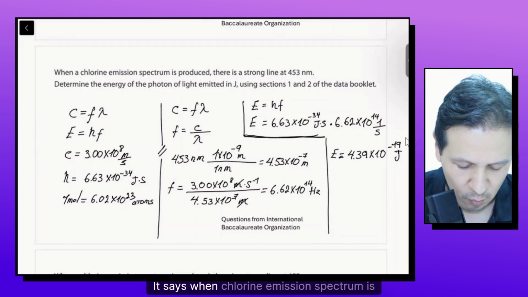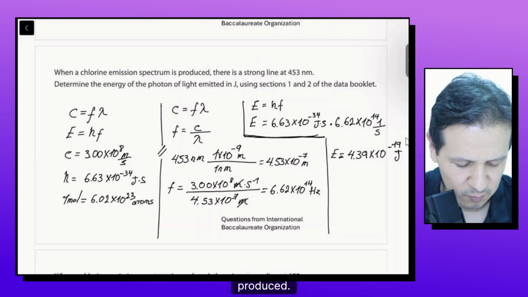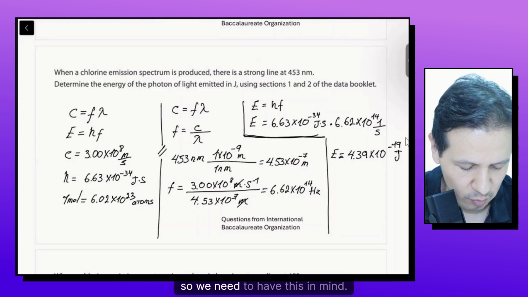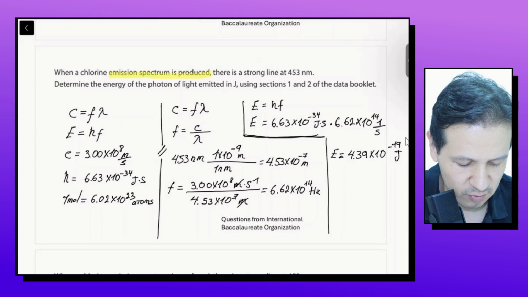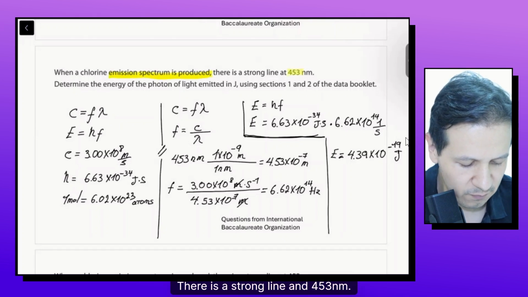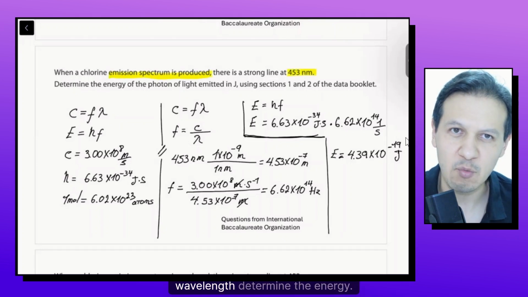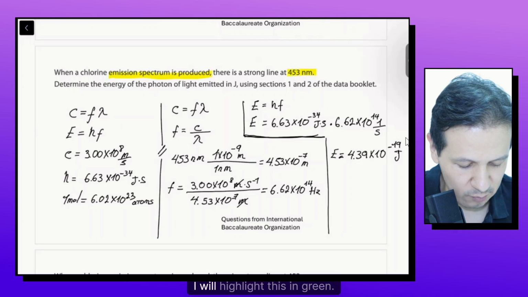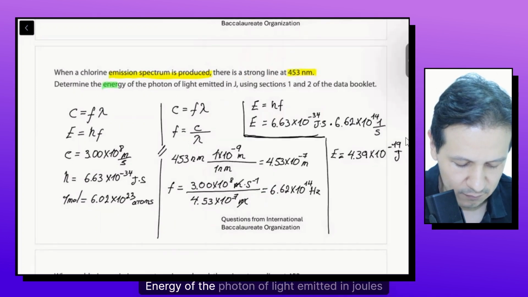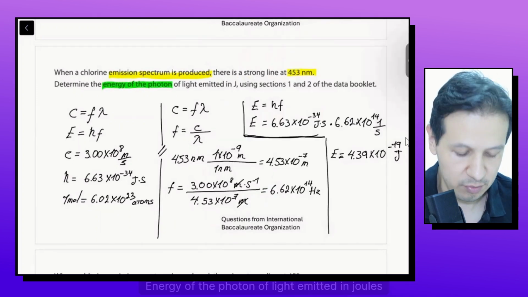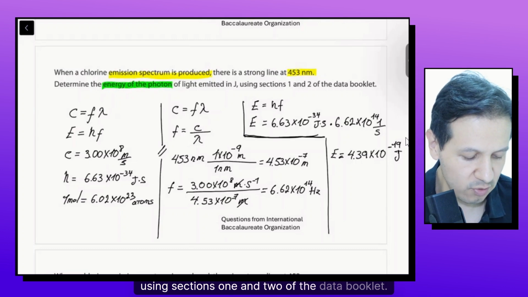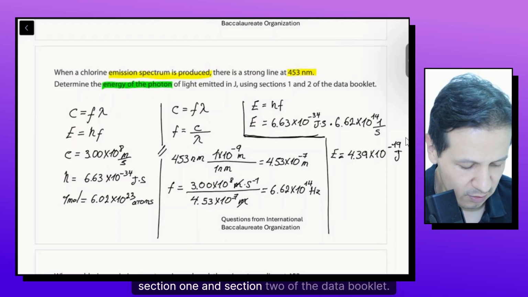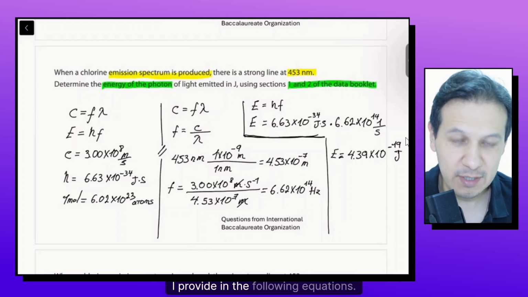It says, when the chlorine emission spectrum is produced, okay, so we need to have this in mind, there is a strong line at 453 nanometers wavelength. Determine the energy, I will highlight this in green, the energy of the photon of light emitted in joules, using sections 1 and 2 of the data booklet. Section 1 and section 2 of the data booklet, I provide in the following equations.